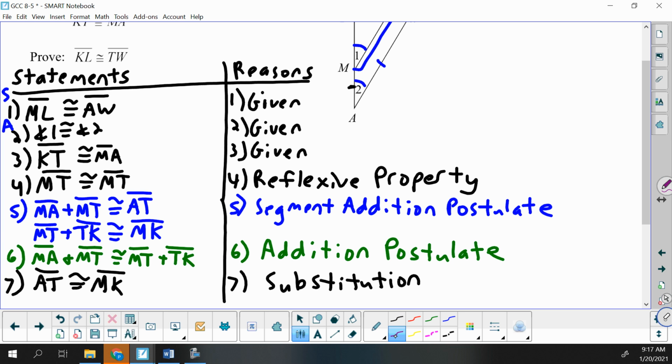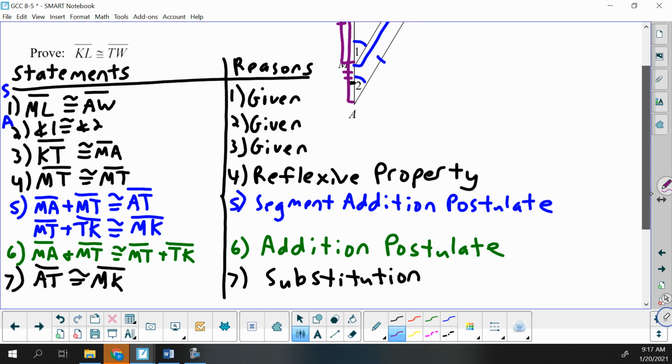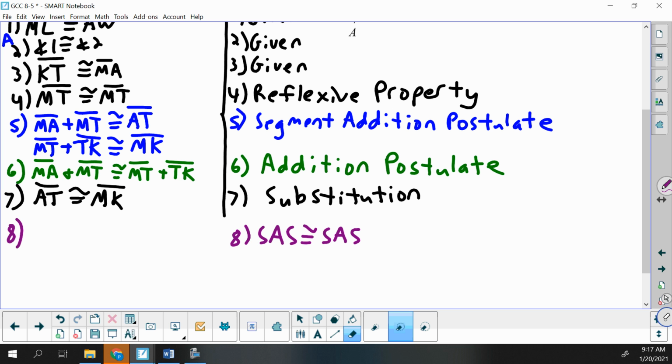We said they're congruent in our proof, so let's mark it in our picture. We've got AT and MK. So here's MK. And there's AT. So notice we have the blue sides and the purple sides, and then the blue angles in between. So 2 sides with an angle in between, that's going to be side, angle, side. So we'll have SAS congruent to SAS. We'll have our triangles congruent to each other.